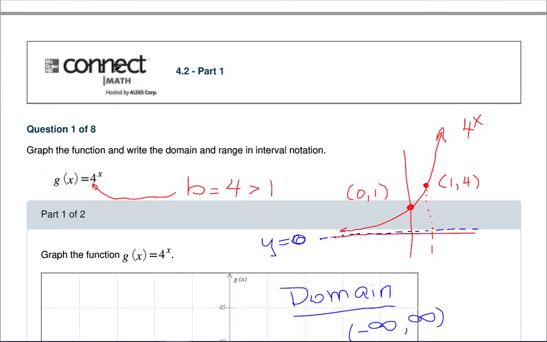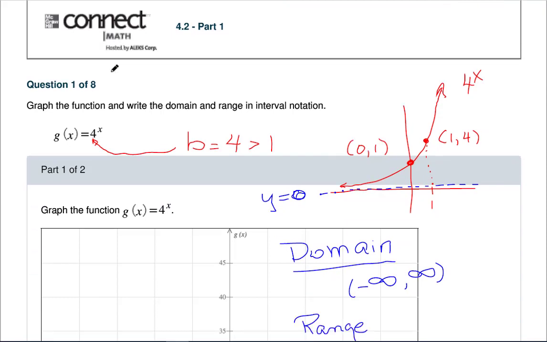Alright, so let's take a look here at 4.2 part 1 in the homework. We have g of x is 4 to the x. Alright, so the first question is b. What's b? Well, b is 4. That's bigger than 1. So it's going to have this basic shape. Crosses at 1 on the y-axis, levels off as it comes here to the left to y equals 0, which is the x-axis, and it grows to the right.